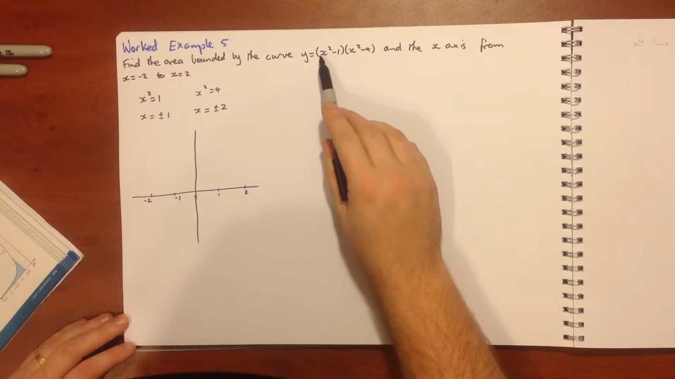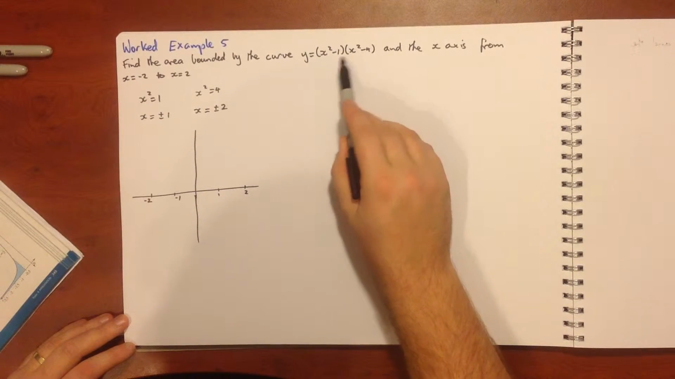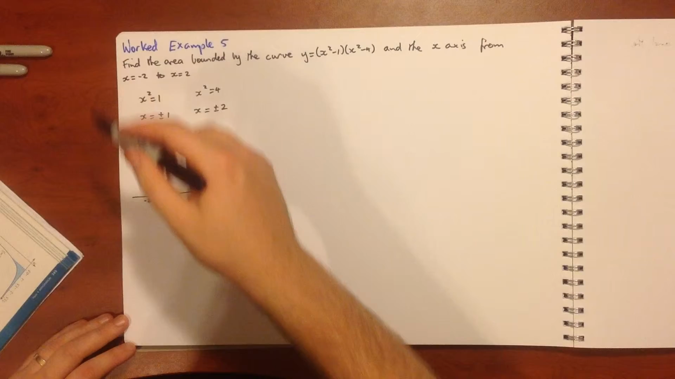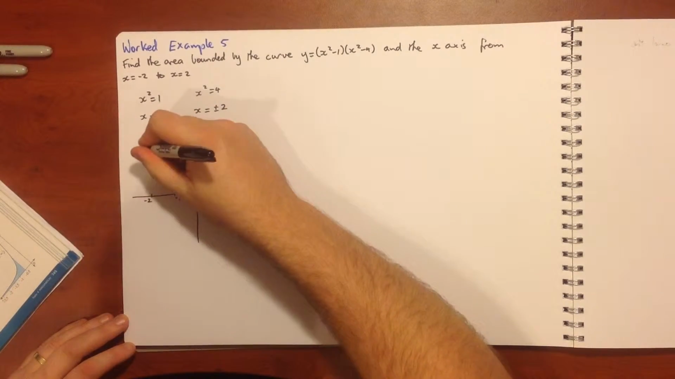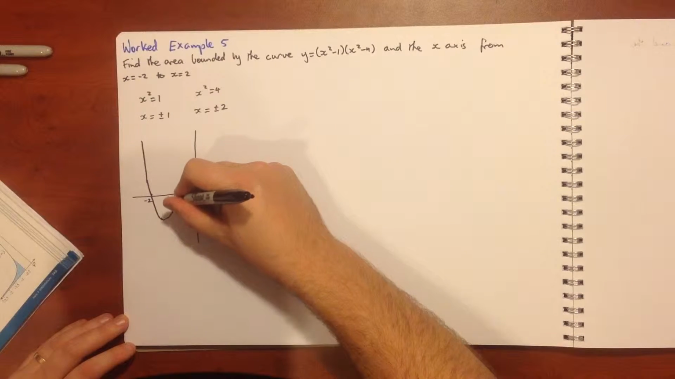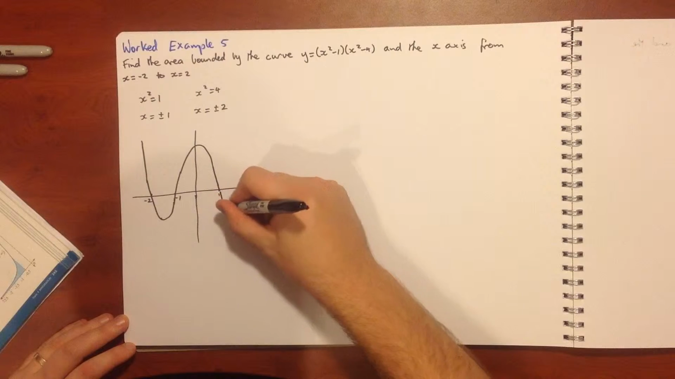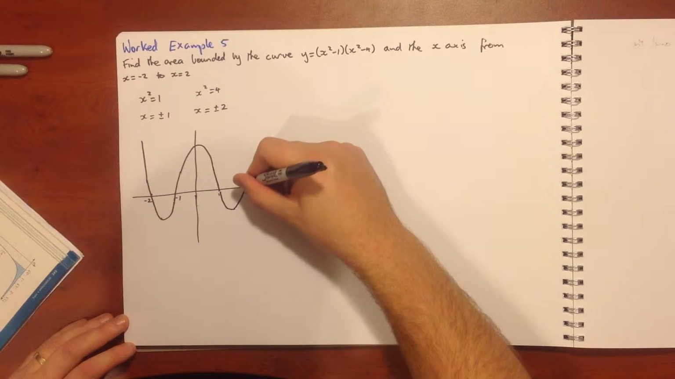Now we see the coefficient of our x to the 4 term. If we expanded this out, it'd be x to the 4 and it'd be positive. So it means we're going to have a shape like this. Okay, so we're going to go down, then up, then down, and back up again.